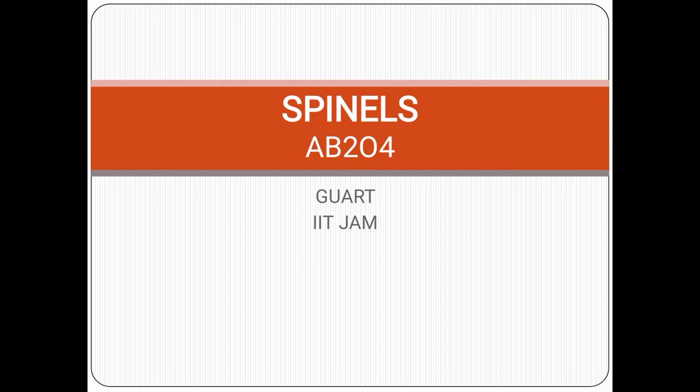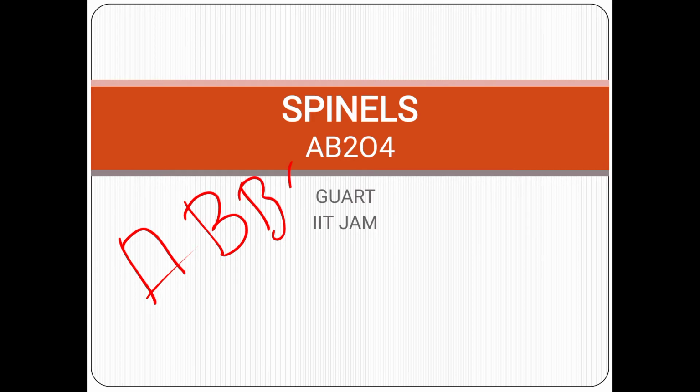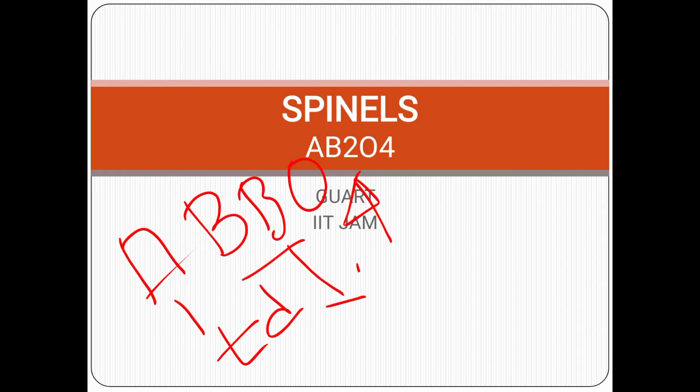If you say a normal spinel, A occupies the tetrahedral position and B occupies the octahedral position. But when you come to an inverse spinel, there are 2 B atoms. For inverse spinel, how many atoms are there? A, 2 times B, and O4. This is a general spinel structure. But for normal spinel, A occupies tetrahedral, and both the B occupy octahedral position. This is the case of normal spinel.